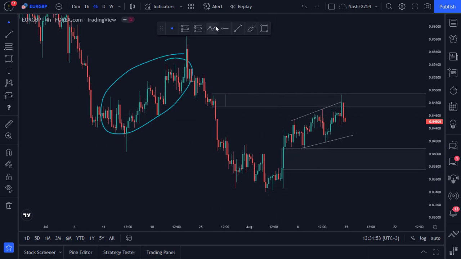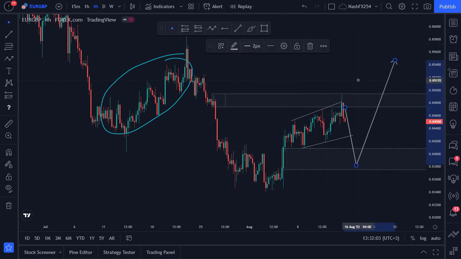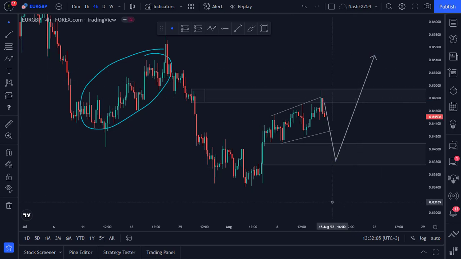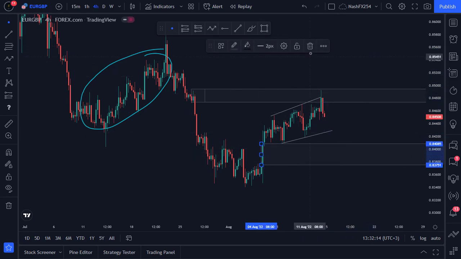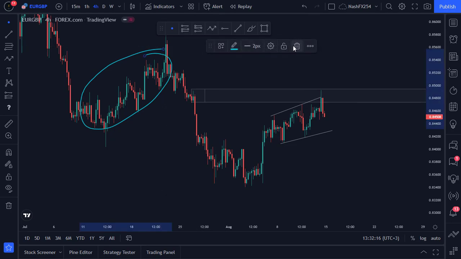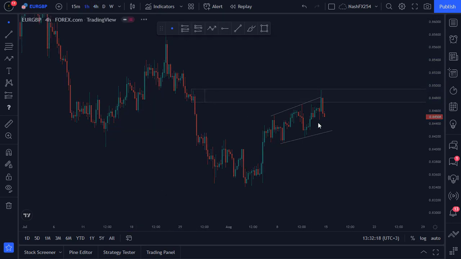So for this price to continue the push to the upside, it has to come back to mitigate this imbalance over here, and then either we continue to the upside or we continue to the downside. Okay, but we have to see this price coming back to this level and react to it. Okay, so with that in mind, let's just go deeper and see where we can get our mitigation level. Let's go to our 1 hour time frame.